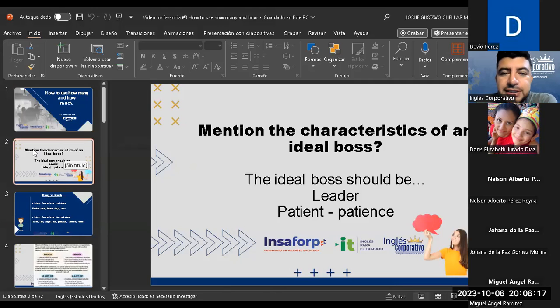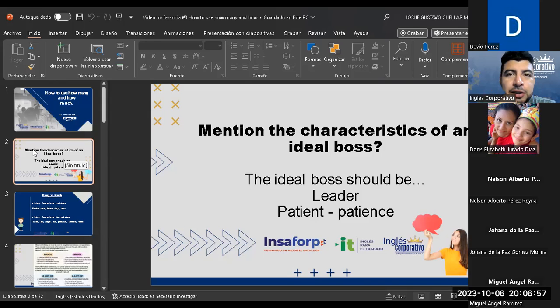Mention the characteristics of an ideal boss. Yesterday we were talking about characteristics of employees. Estábamos hablando sobre las características de los empleados. We as employees have certain characteristics, tenemos ciertas características. But it is not just to ask for the employee. No se trata solo de pedirle al empleado, but to think about an ideal boss. Pensar como un jefe ideal. ¿Cómo sería ese líder? Okay?